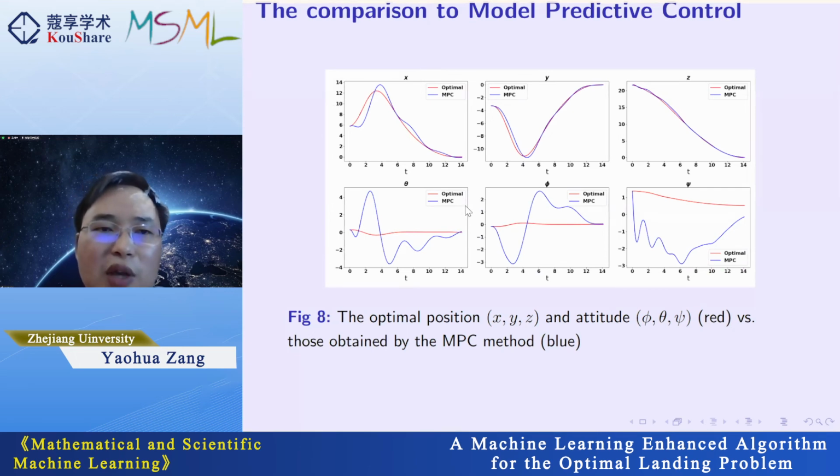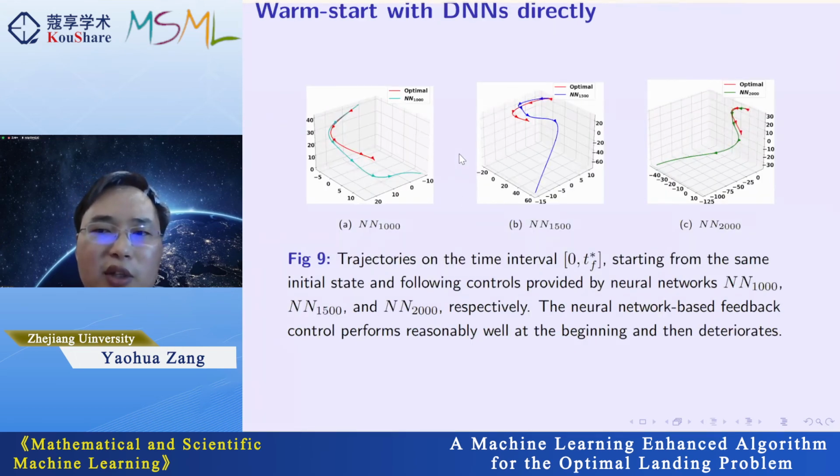One may ask the question: why don't we use deep neural networks to provide the initialization directly? This experiment may partially answer this question. In figure 9, the trajectories are on the time interval from time 0 to the time TF star, starting from the same initial state and following the controls provided by different neural networks.